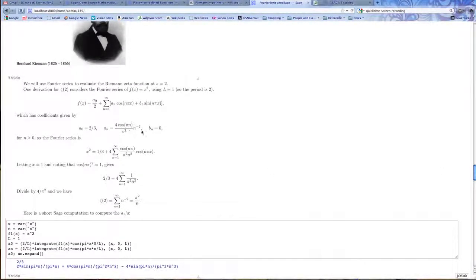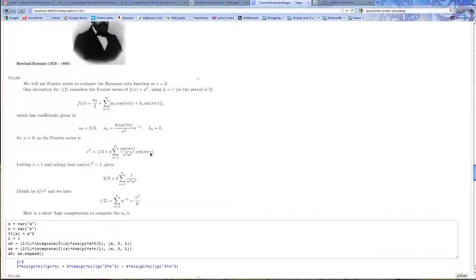And if you use those formulas and compute an and bn, you'll get these here, the ans and bns. Plug those into here. All the bns are zero, so there are no sine terms, for example. But this is 2/3. Plug it into there, we get 1/3. F of x is x squared, so we have this. Now take x equals 1.